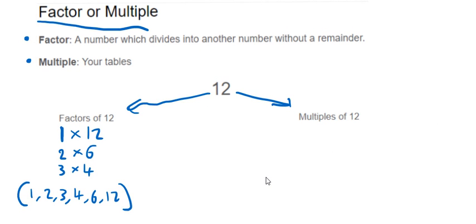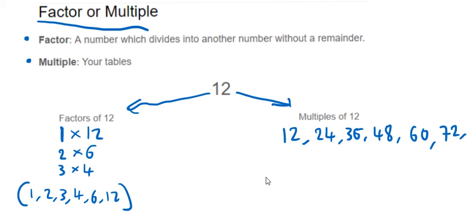Multiples of 12 then. Multiples are just simply your times table. 12 is going to be your first multiple, because 12 times 1 is 12. Then 12 times 2 is 24. 12 times 3 is 36. 12 times 4 is 48. 12 times 5 is 60. 12 times 6 is 72. 12 times 7 is 84. 12 times 8 is 96, and so on. So those are all multiples of 12.